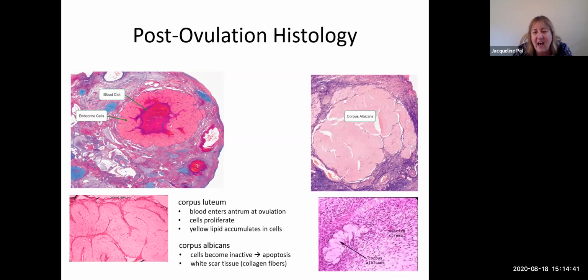And then a corpus albicans, you just are going to have a small squiggly white scar. Here is an early corpus albicans because it's quite a bit larger. But if you look at this up close, you pause it, you would see a distinct lack of nuclei in this structure. Because it's a scar, it's mostly collagen. Whereas in these, there are lots of nuclei because these are cells actively producing hormones.